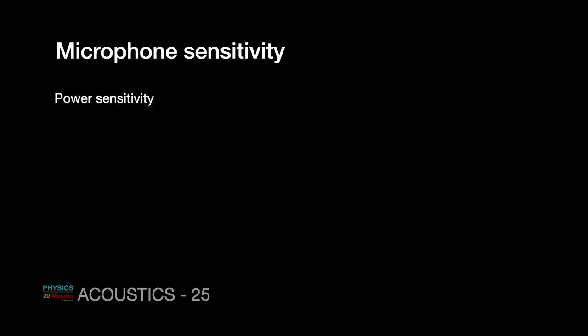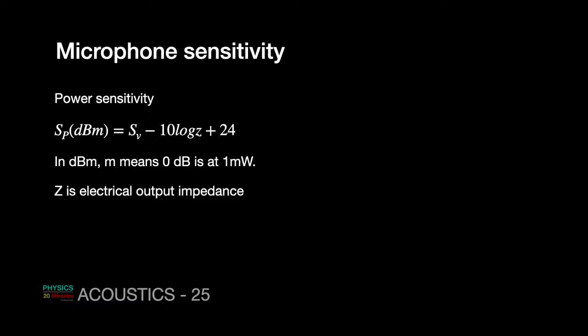Power sensitivity is again a direct extension of voltage sensitivity. There's nothing great here, just a formula: voltage sensitivity minus 10 log Z plus 24, not getting into the derivation. Z is the electrical output impedance. So that's about the microphone sensitivity.